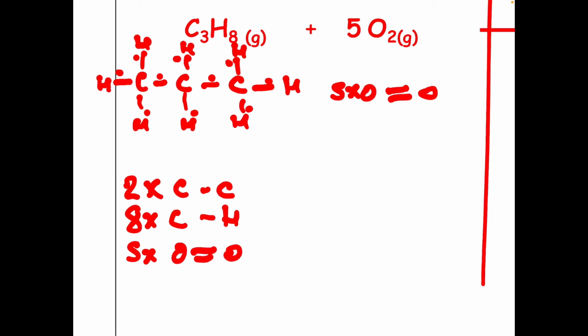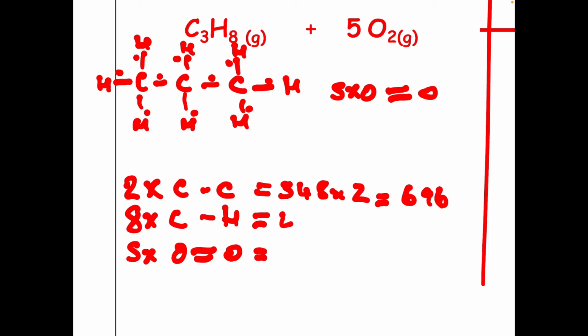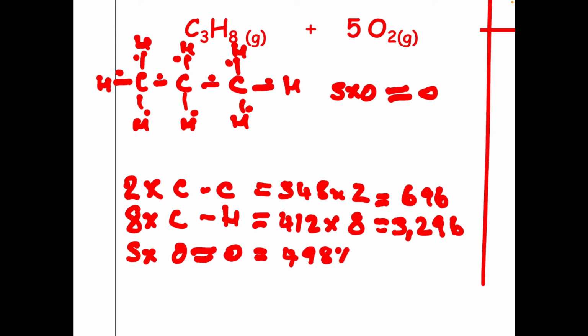When we calculate that out, from the data book, it's going to be 348 for a C-C bond. We'll times that by 2, and that gives us 696 kilojoules. We've got 412 for the C-H bond. We'll times that by 8, and that gives us 3,296. And then finally, our O=O bond is going to be 498 times by 5, which gives us a nice 2,490.